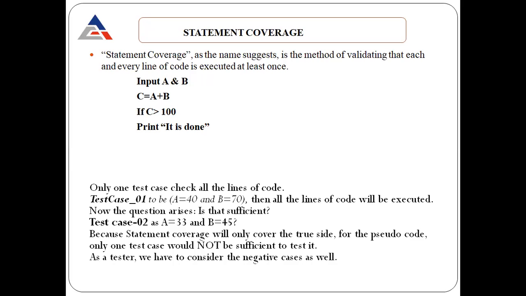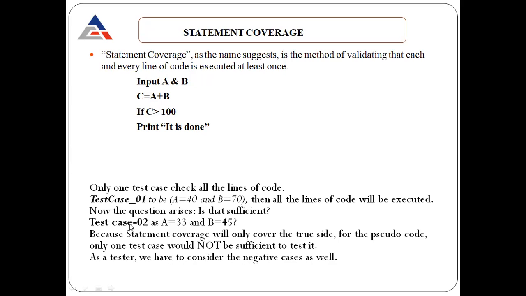So if you cannot get the output of it, it means we have to change some line of code over there. So in test case 2, A is 33, B is 45, because statement coverage will only cover the true side, only the true side for the pseudocode. Only one test case would not be sufficient to test it. So only one test case is not sufficient. We have to go for both test cases: one test case if the condition is true, and one if the condition is false. So as a tester, we have to consider the negative case as well.